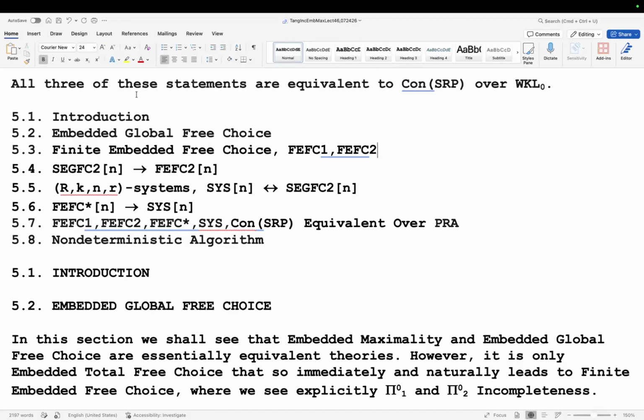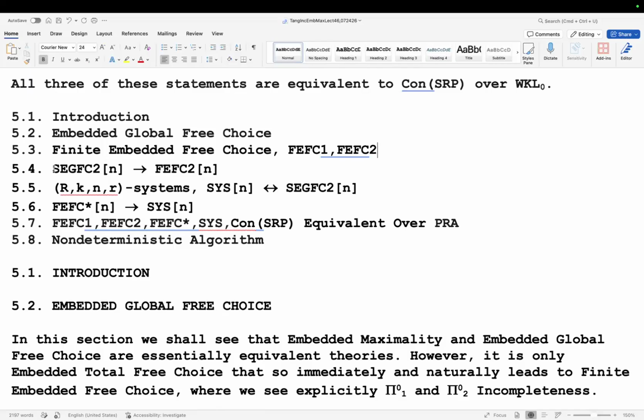Global means that the function is total. It's on the whole space that you're working on, and finite embedded free choice is on a finite set. It's a partial function. So I want to keep this. This is the main point. The finite theory is really the new thing.